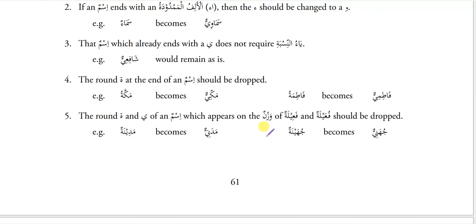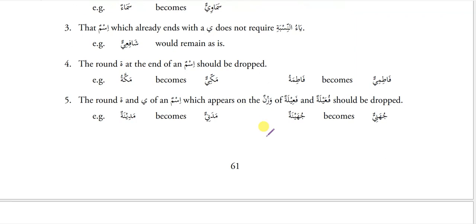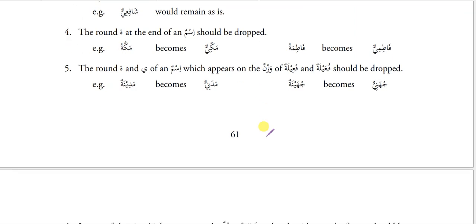Now the third rule is that an ism which already ends with a ya does not require ya'un nisbati. For example, shafi'un, a word which already has a relative ya added in the ending, so there is no need to add any additional ya. For example, when we are saying shafiyun, hanafiyun, the ya is already added, so there is no need to add another ya. The round ta at the end of an ism should be dropped. So Makkatu becomes Makkiyun and Fatimatu becomes Fatimiyun.